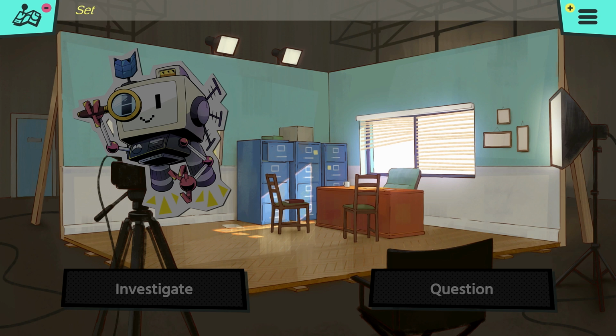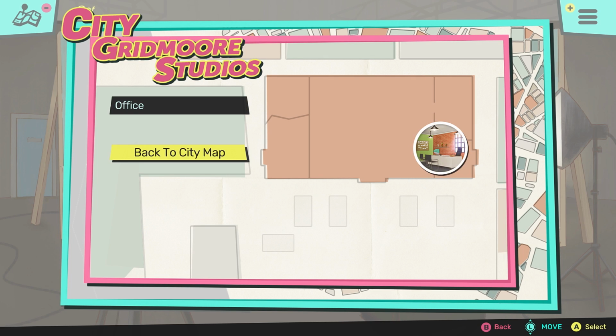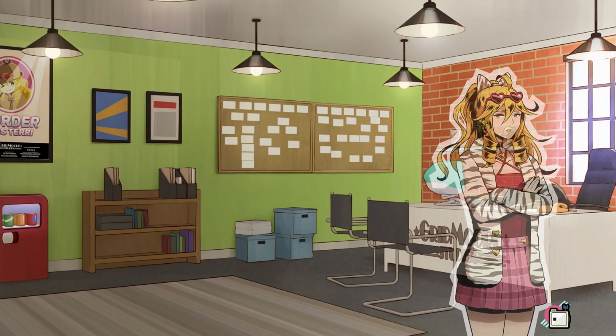So now we actually have Ace Attorney-like investigation abilities, moving around the map and stuff.